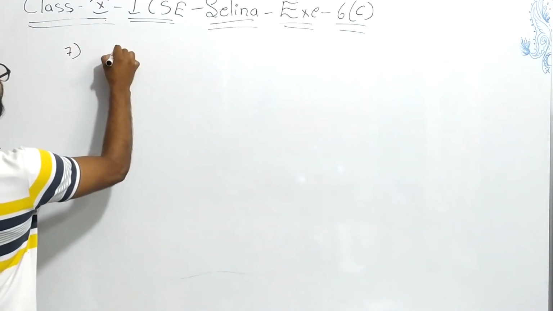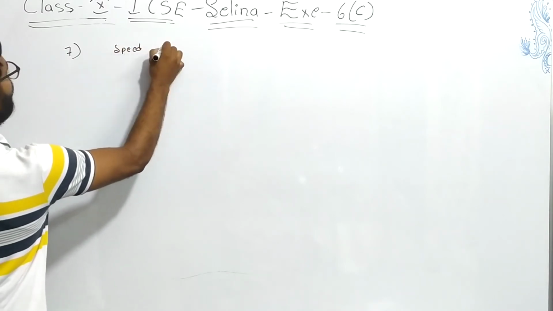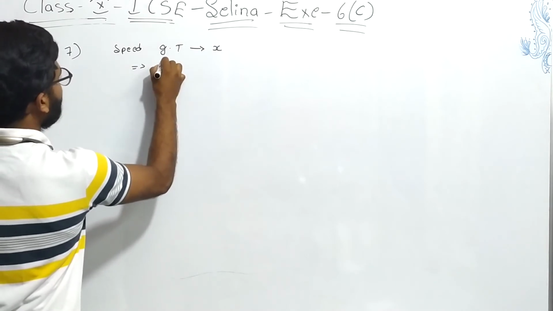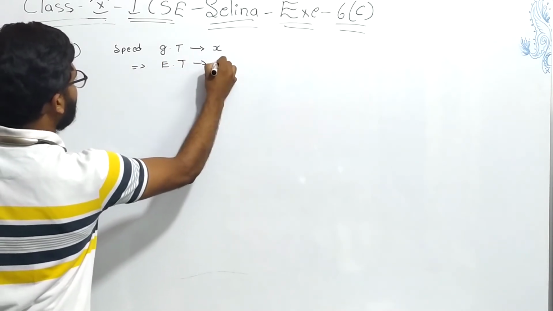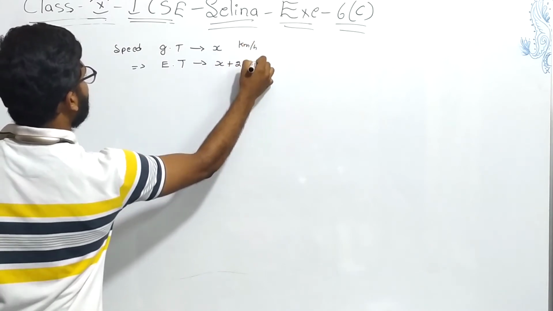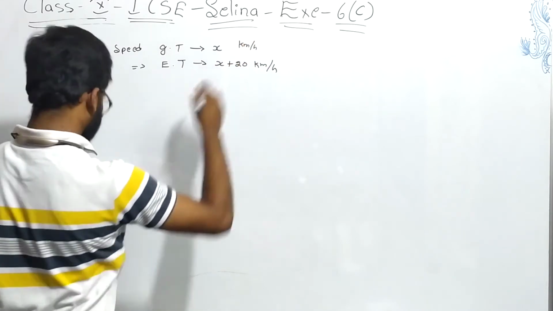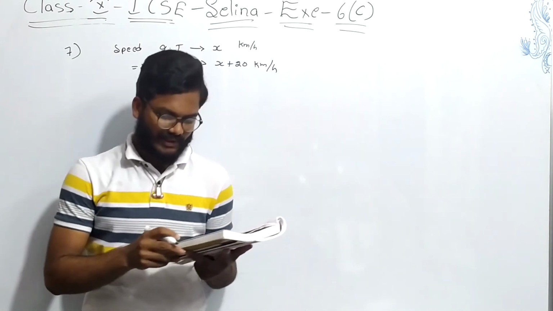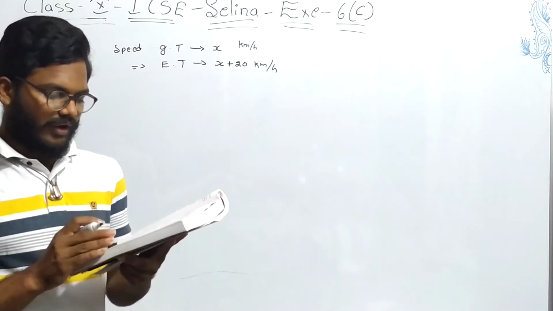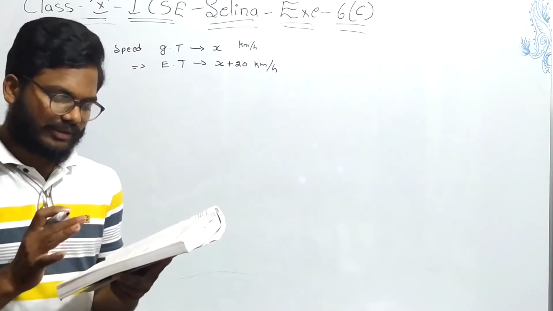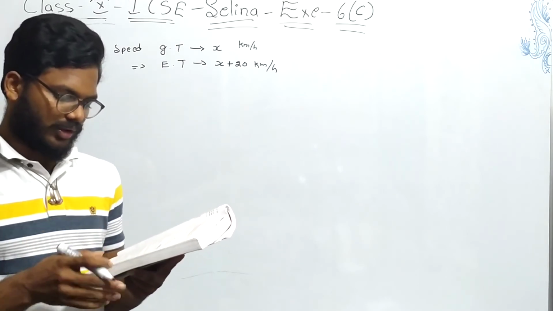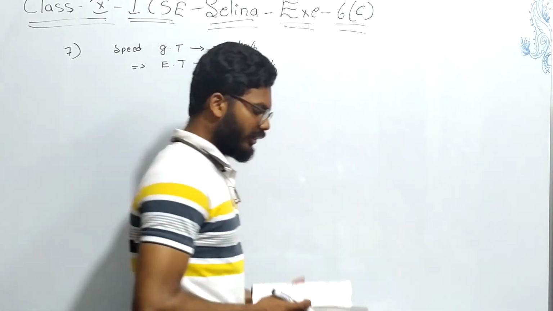They gave that if the speed of the goods train is x, what will be the speed of the express train? It will be x plus 20, right? So let it be. And the express train arrives at a station 1040 km away 36 minutes before the goods train. Assuming the speeds of both remain constant, calculate the speeds.